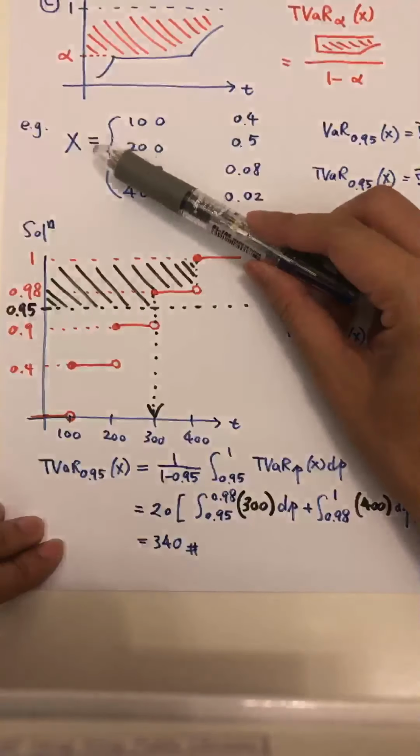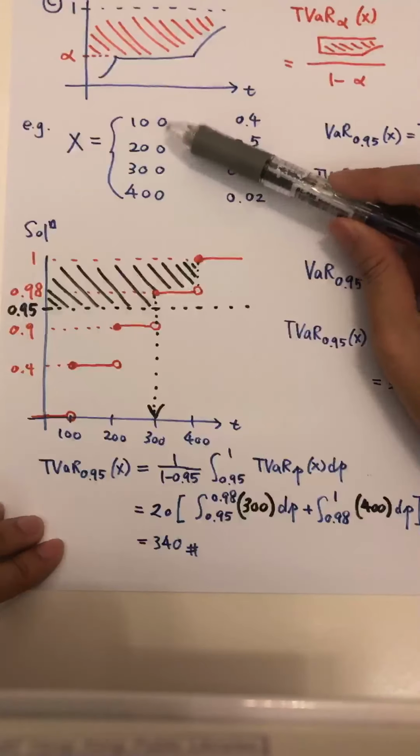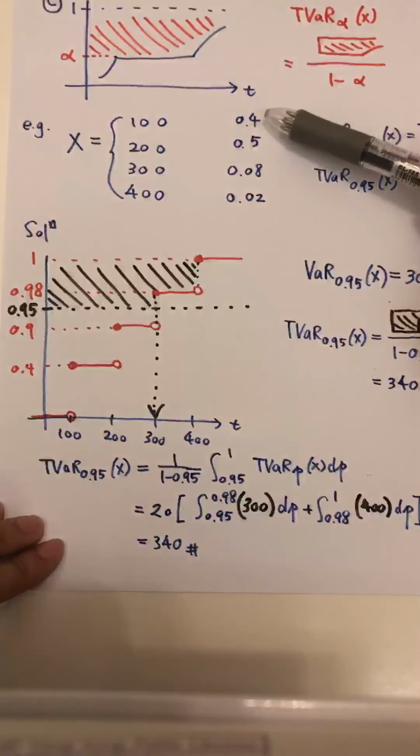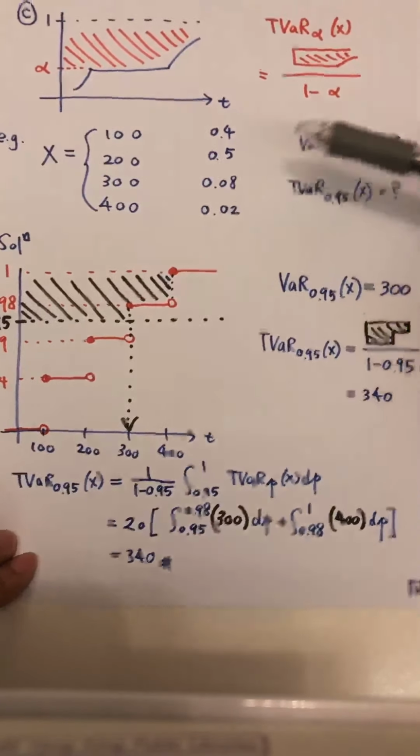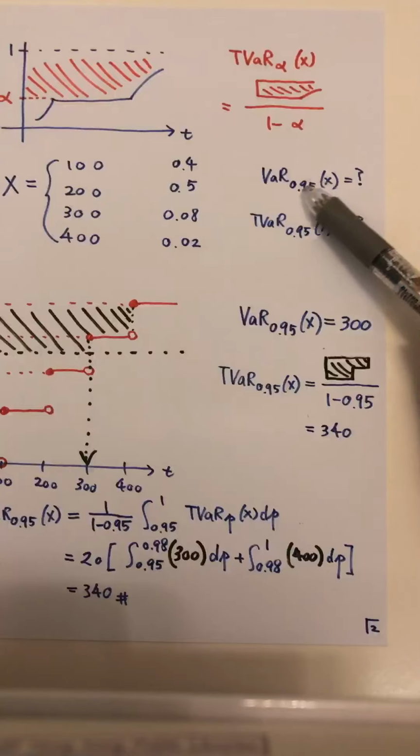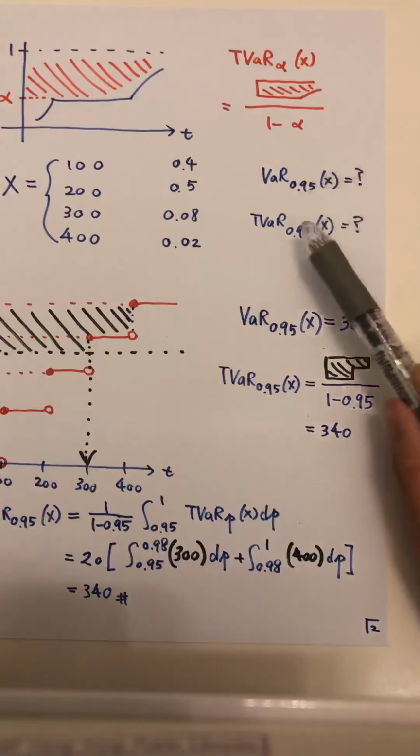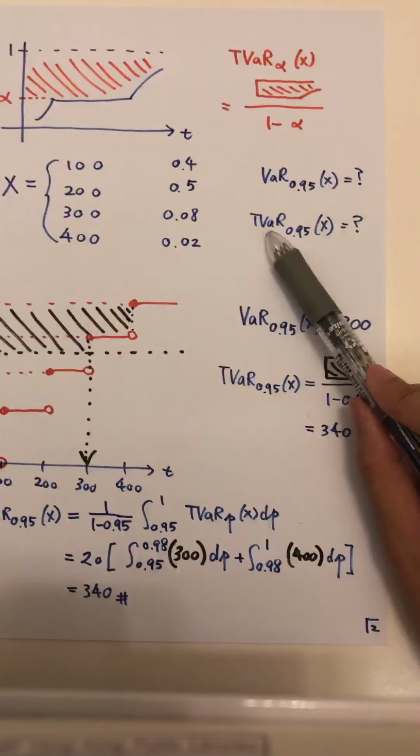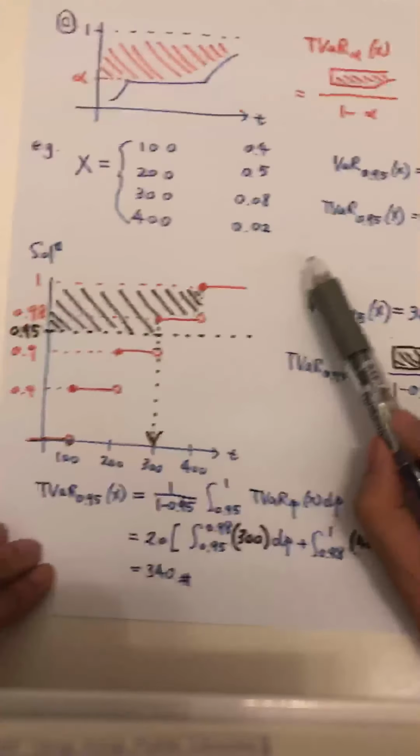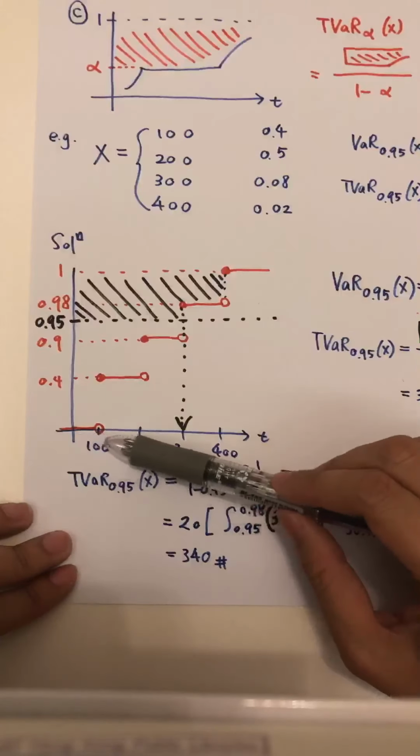Here x can take 4 different values, 100, 200, 300, and 400, and these are the probabilities. I want to find the value at risk at level 0.95 and also the T-VaR, tail value at risk, at level 0.95. So we first draw the CDF.